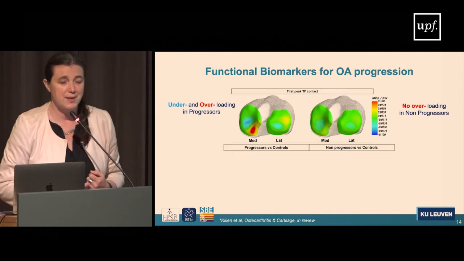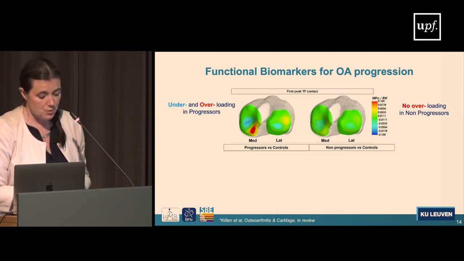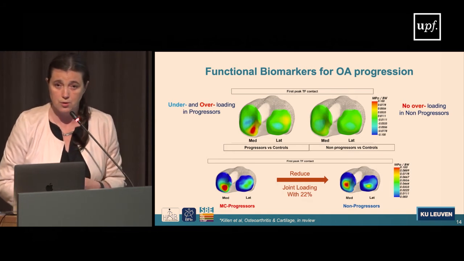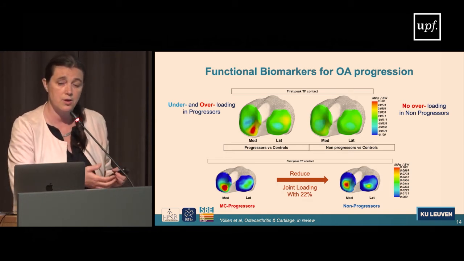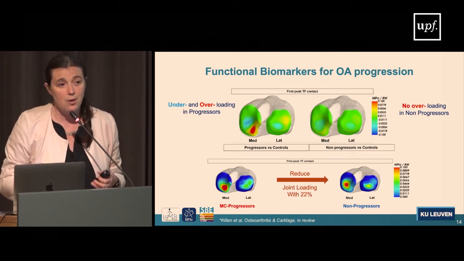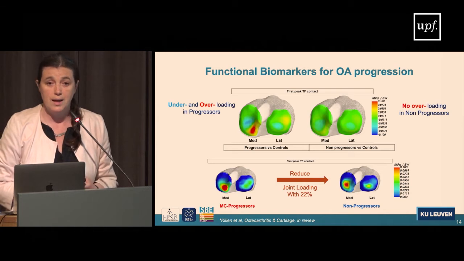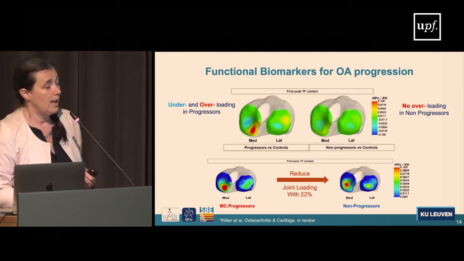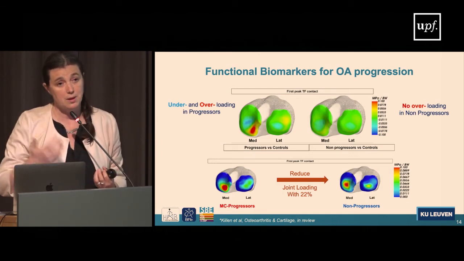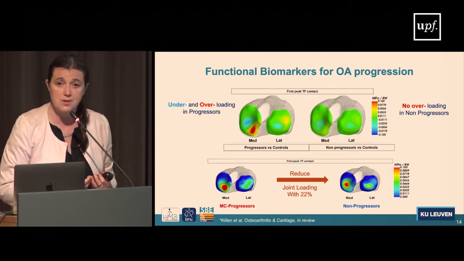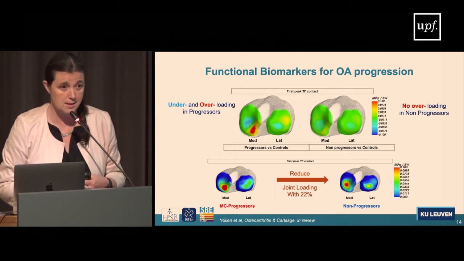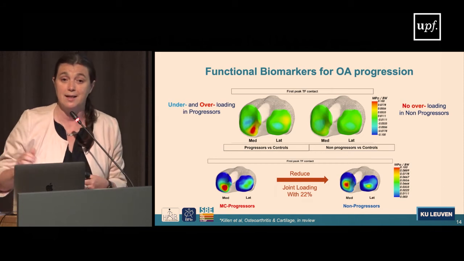Also, what we took from this comparison is some sort of a guideline on how much we need to change the loading in the joint in order to make someone who is on a track to be a progressor go to the track of a non-progressor. How much do we need to unload the joint? And using this data, at the moment we say a reduction of about 22% is the difference between a progressor and a non-progressor. So this for us is a first indication on how much unloading we should try to accomplish in these patients. How to do that, that's then a different question.